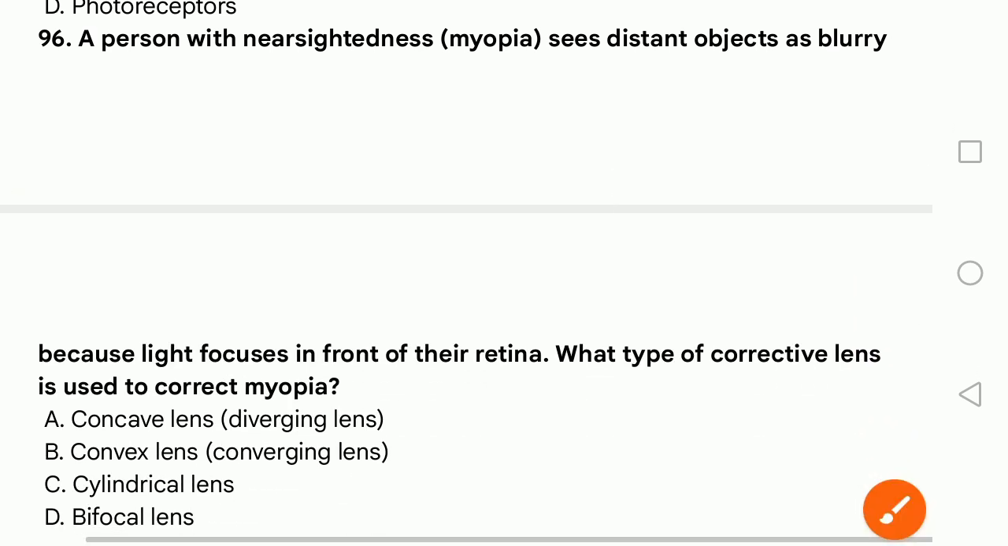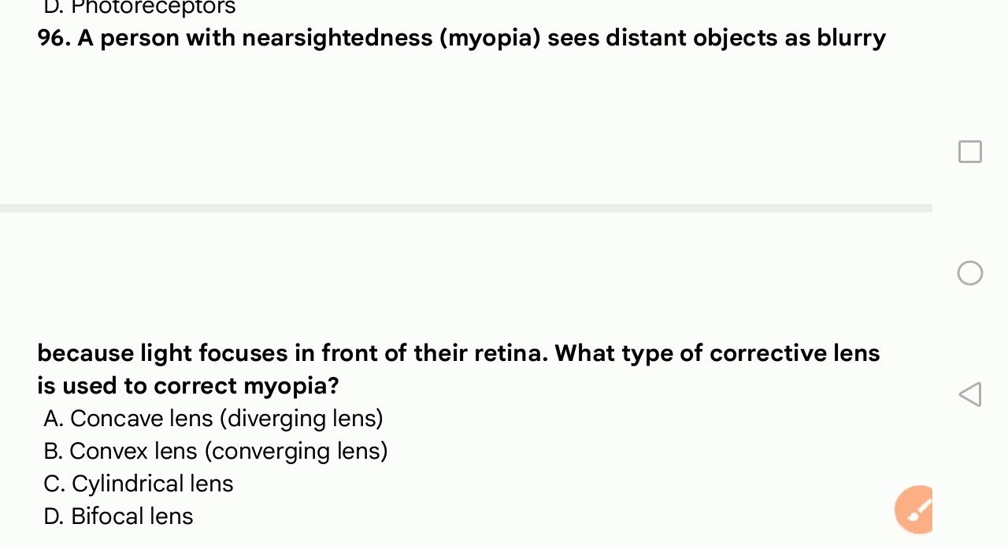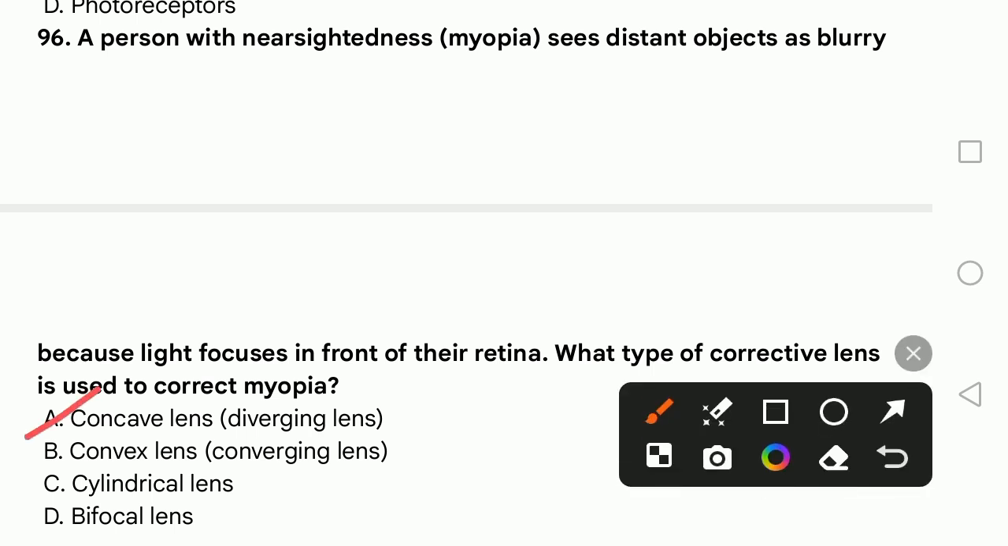A person with nearsightedness, myopia, sees distant objects as blurry because light focuses in front of their retina. What type of corrective lens is used to correct myopia? Nearsightedness, myopia, sees distant objects... concave lens, diverging lens. Convex lens is converging lens; concave lens is diverging lens.